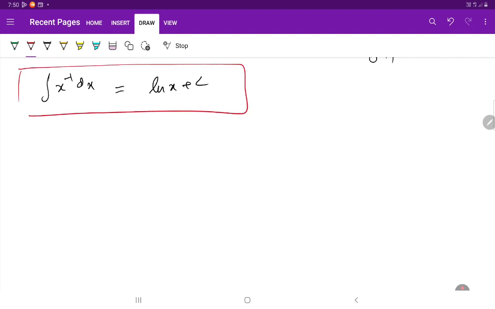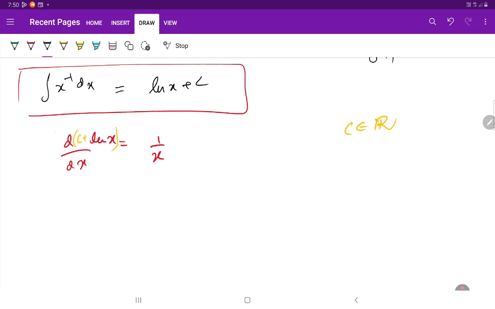Even if you see the differentiation of ln x, it comes out to be 1 by x. So since d by dx of ln x is equal to 1 by x, and we know that integration is the reverse of differentiation, think of it this way: you can put it as ln x plus c, because the differentiation of c with respect to x is 0, where c is a constant, c belonging to the real numbers.